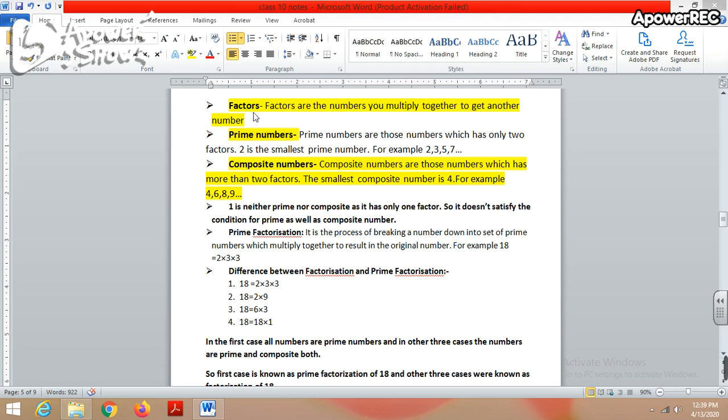Prime numbers are those numbers which have only two factors, and one of the factors of a prime number is 1. The other factor is the number itself. So for example, 2 can be written as 2 into 1. So 2 has only two factors, 2 and 1. And since it has only two factors, it is known as a prime number.